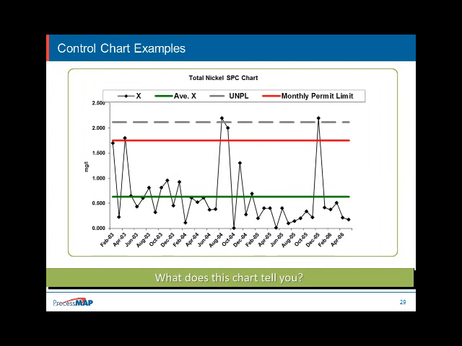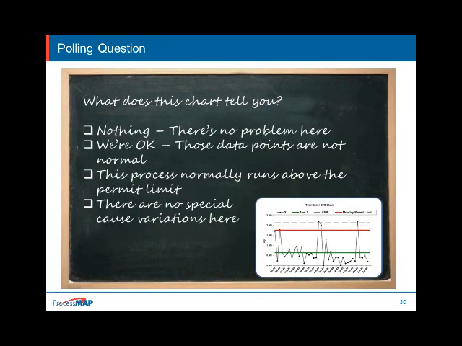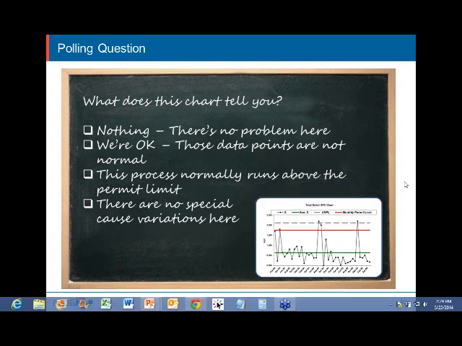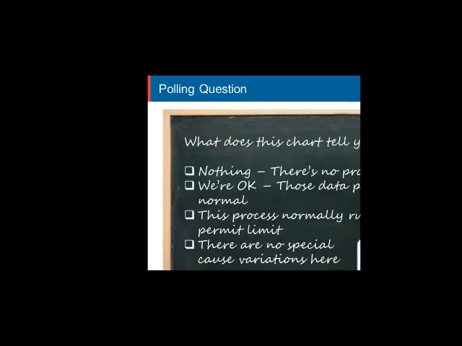Let's take a look at this chart. And again, we're going to ask a polling question here, so take a look at it. Let's ask the question, what does this chart tell you? Does it tell you nothing, there's no problem here? Does it say that we're okay, these data points are not normal, this process normally runs above the permit limit, or there's no special cause variation here? So let's open up the polling question and see what you see with this chart.